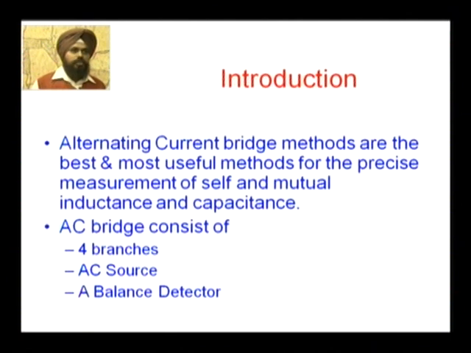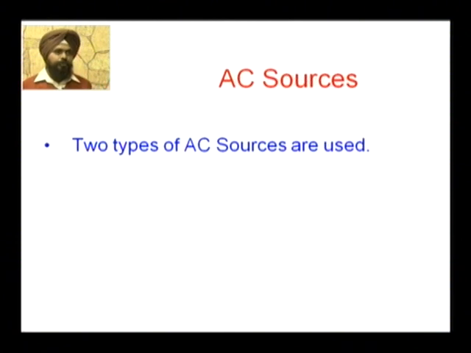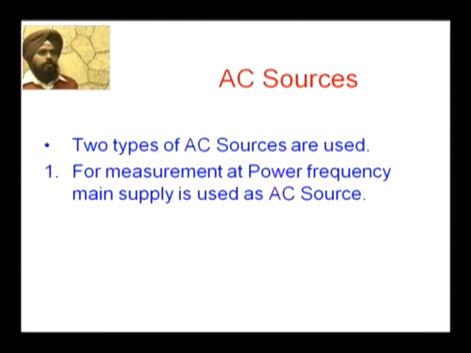Okay, so AC bridge consists of 4 branches, an AC source and a balance detector. Now coming to the source, AC source can be of two types. One is for measurement at power frequency, where we can directly use the AC line source.